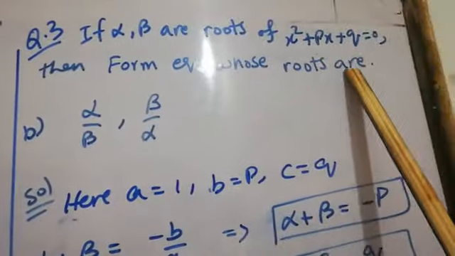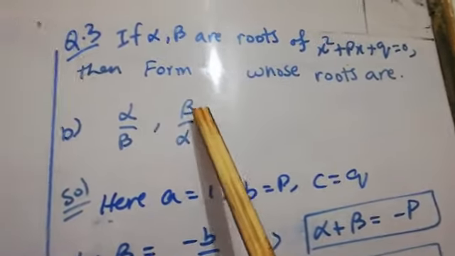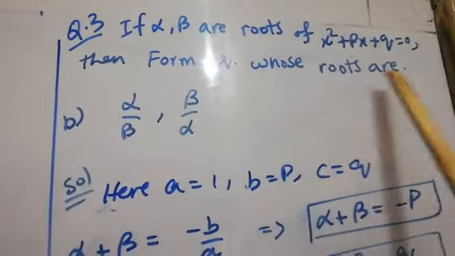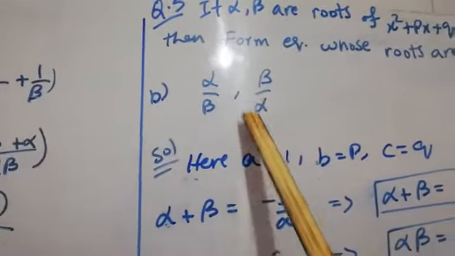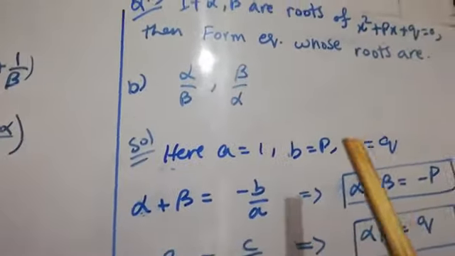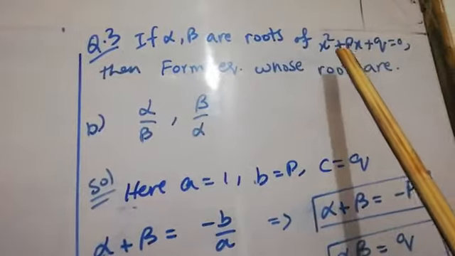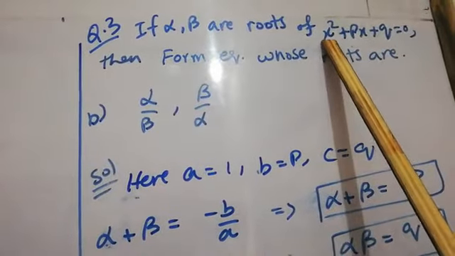Now we will move to question number 3. If alpha, beta are the roots of x square plus px plus q equals 0, then form the equation whose roots are, Part B, alpha by beta and beta by alpha. This is very easy, but the equation is different.